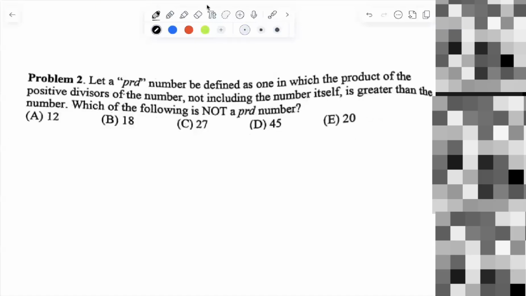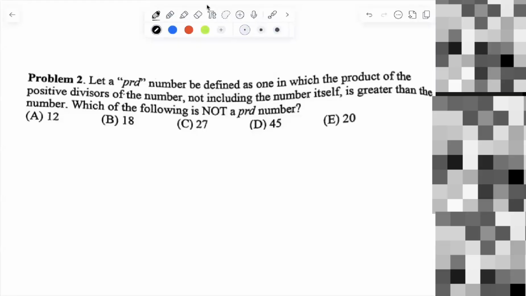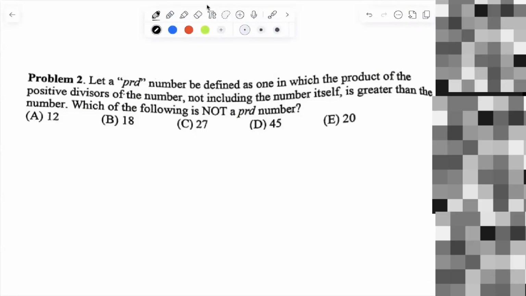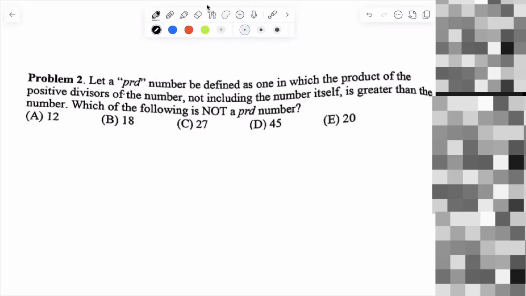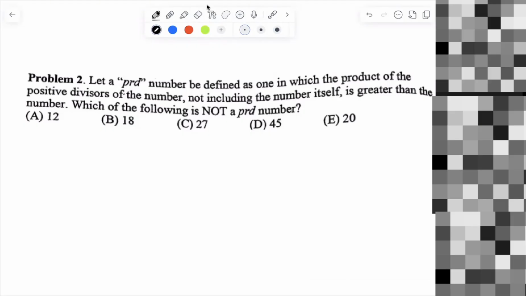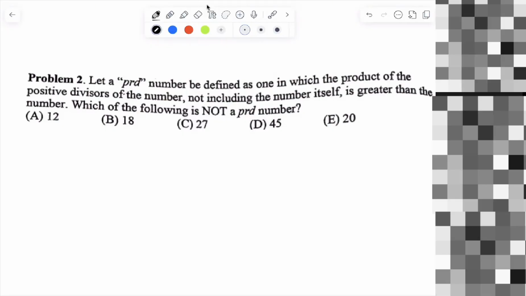All right, let's get started with this question. So basically, let a PRD number be defined as one in which the product of the divisors of the number, not including the number itself, is greater than the number. So the following is not a PRD number. Well, how do we do that? Well, let's check that out.